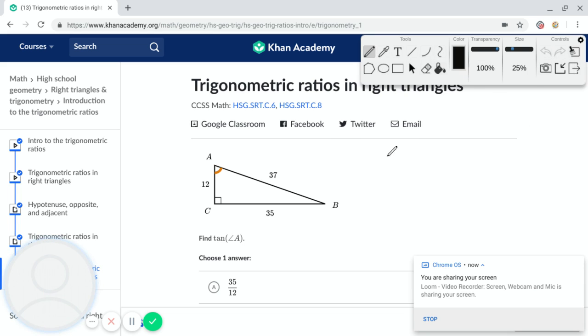Okay, so let's define each of these using something called... I'll be right back.